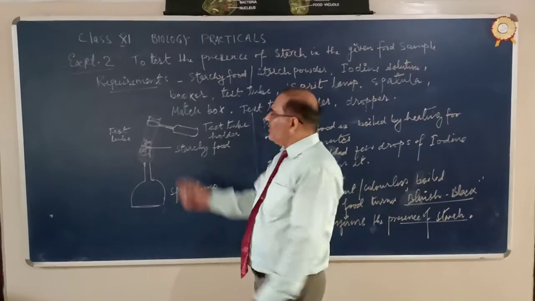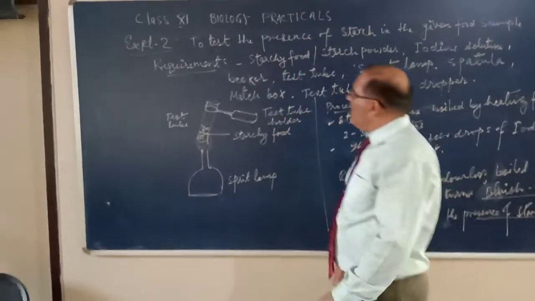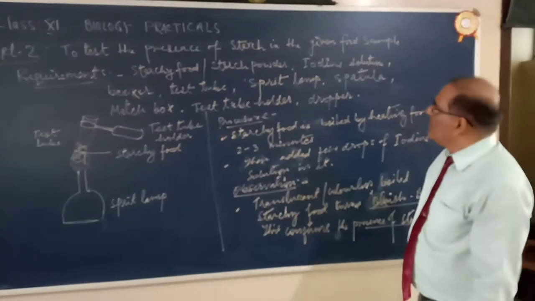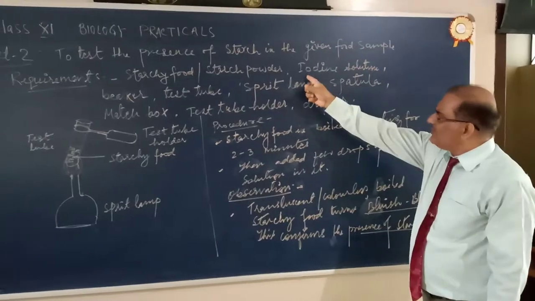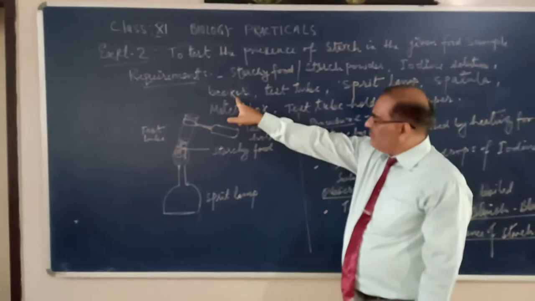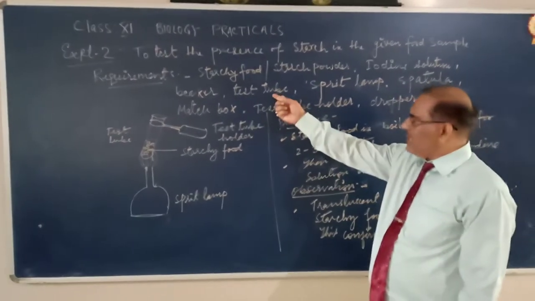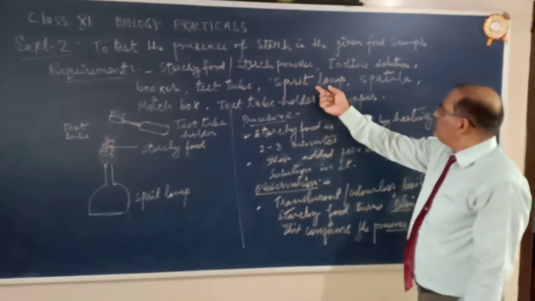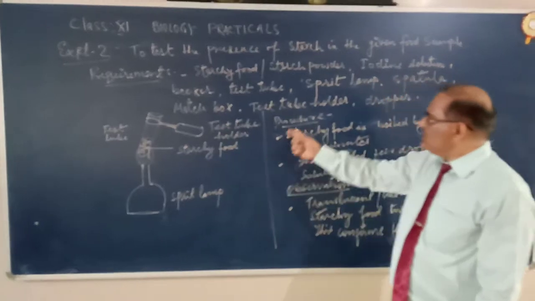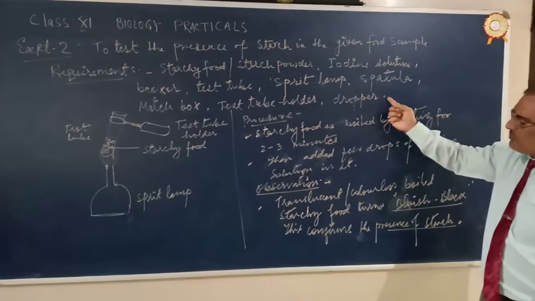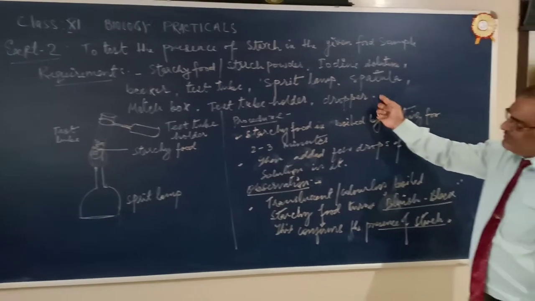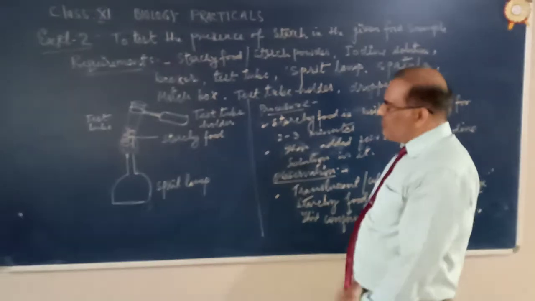Now, requirements: what things do we require? The requirements are a starchy food, or we may take starch powder. Iodine solution, this is the reagent to test the presence of starch. Beaker, test tube, spirit lamp, spatula, matchbox, test tube holder, dropper. These things we require to perform this experiment.